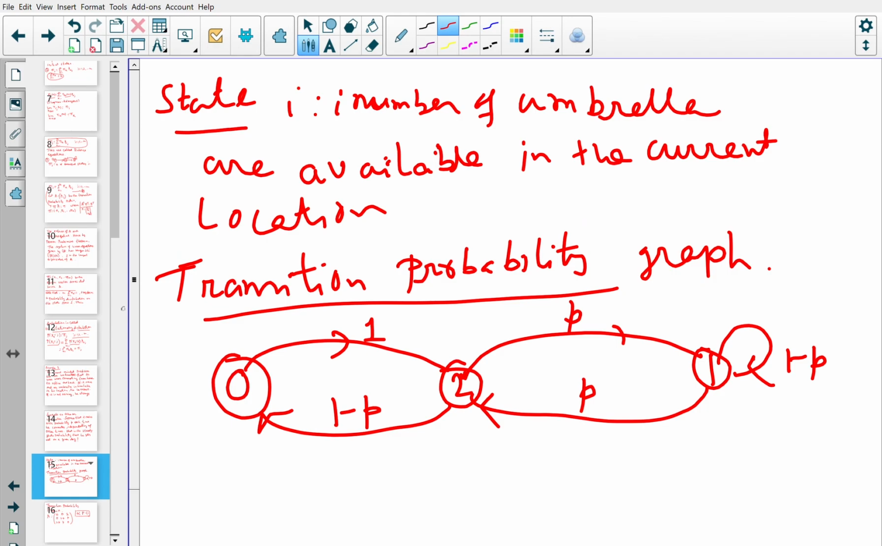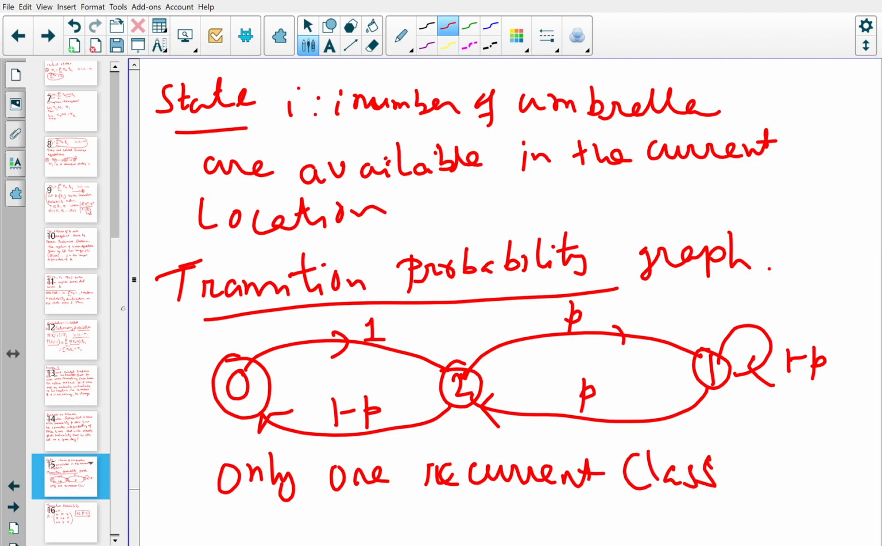So you see, first of all, there is no transient state here, right? Because if it is 0, you go to 1, go to 2, then you can come back, and then 2 to 1, 1 to 2, right? So there is only one recurrent class. This is clear from here that there is only one recurrent class, right? So condition 1 is satisfied already.